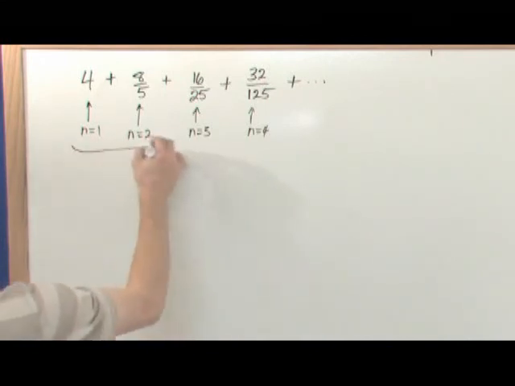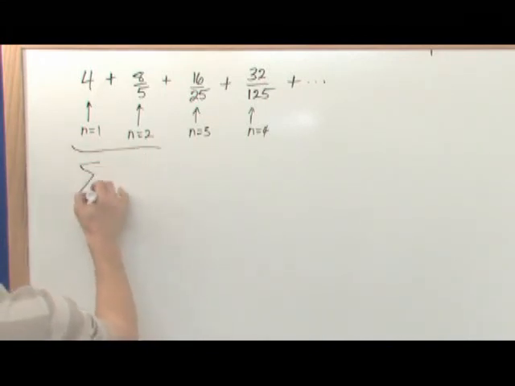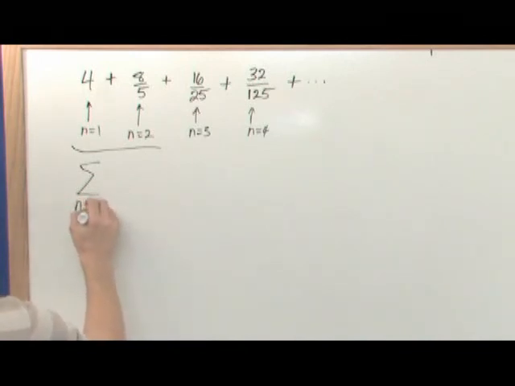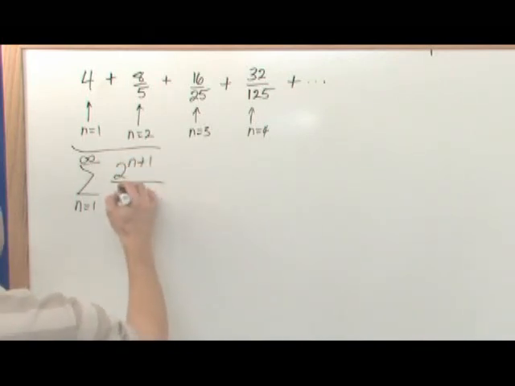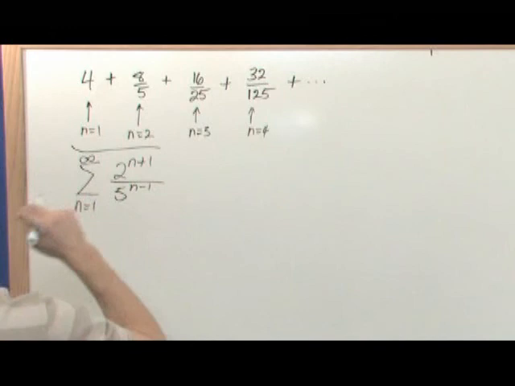Now, you kind of have to play with this for a while, but what you're going to find is that this can be written as the sum from n is equal to 1 to infinity. Okay, well, what is the first term? What could that be? This thing can be written as 2 to the n plus 1 over 5 to the n minus 1.